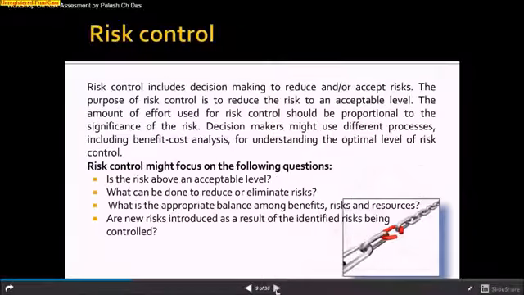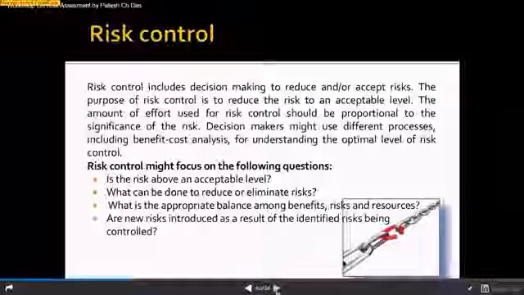Then risk control. Risk control includes decision making to reduce and accept risks. You always need to accept risks, because every process has its inherent risk probability. The purpose of risk control is to reduce the risk to an acceptable level. The amount of effort used for risk control should be proportional to the significance of the risks.